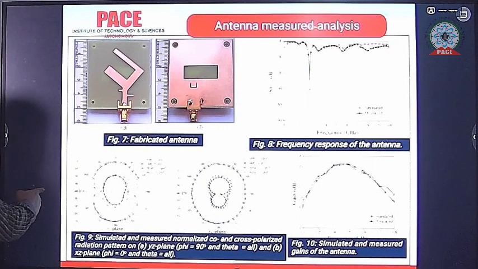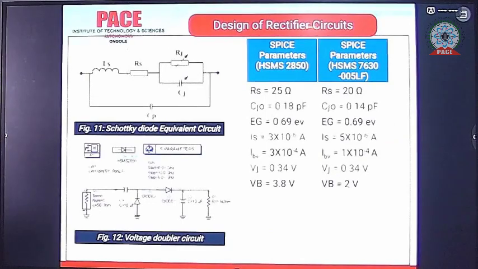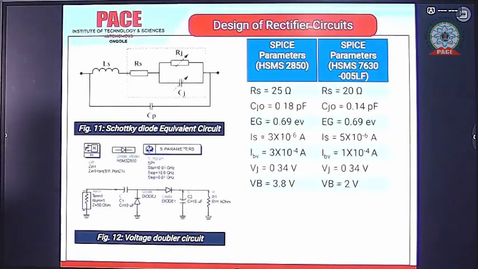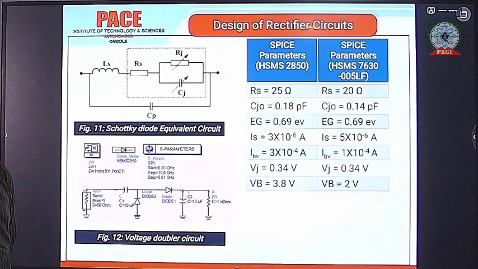So the antenna has been designed to completely suppress the harmonics up to the fourth harmonic. The antenna gain is also 3.5 dBi. So the harmonics are also suppressed, and that is fruitful for our experiment. Next part, design the rectifier circuits.